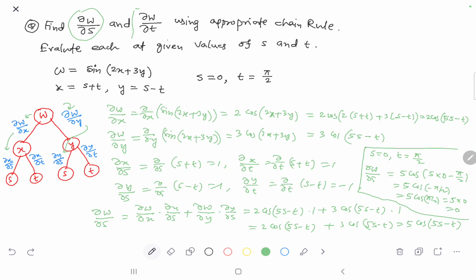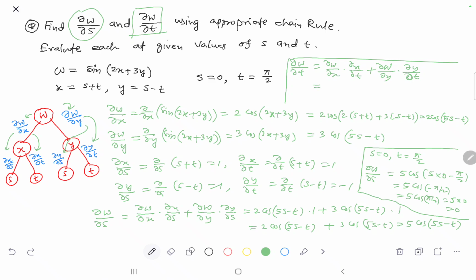Now similarly you can calculate del w del t, right? So del w del t formula you have to write. Del w del t will be what? Del w del x into del x del t plus del w del y into del y del t. Now we are focusing on t, so here we have to take t, because t means this into this you have to take, and this into this, right? Everything you put, and at the end you put s equal to 0, t equal to pi by 2, you get the answer. Got it?